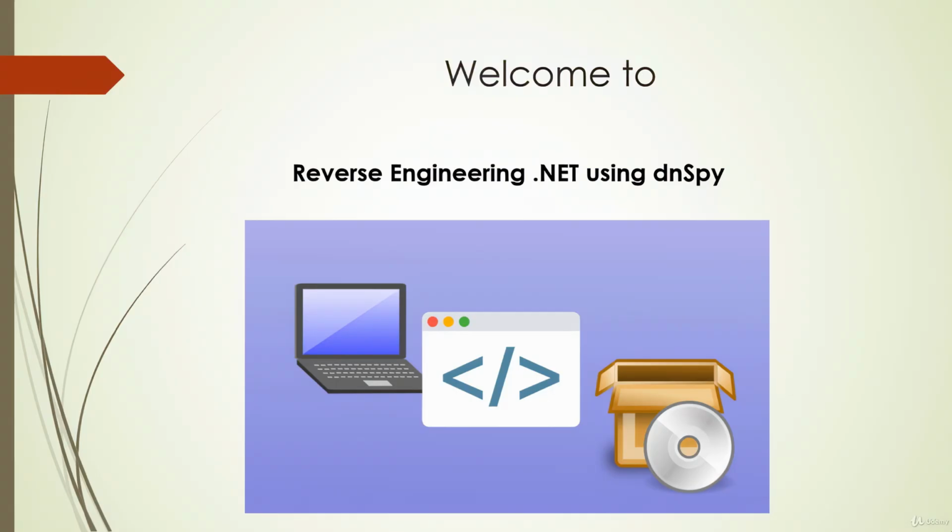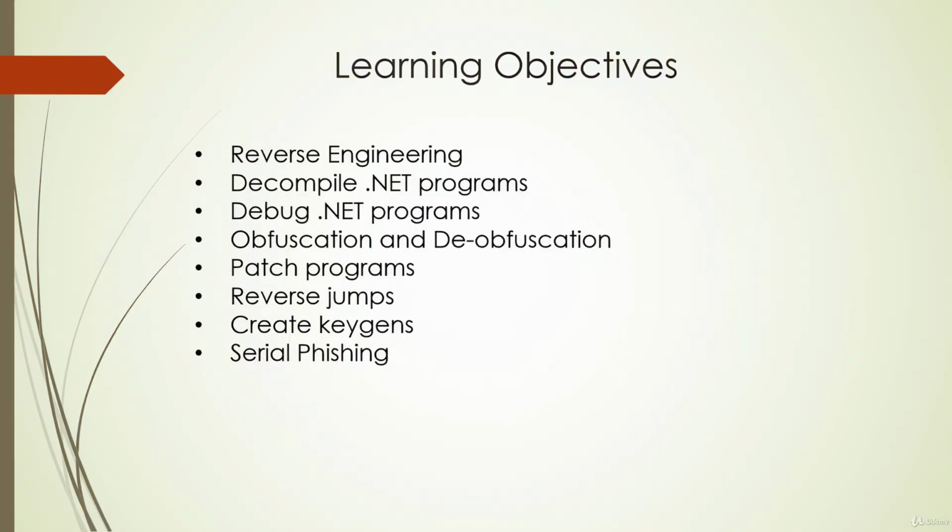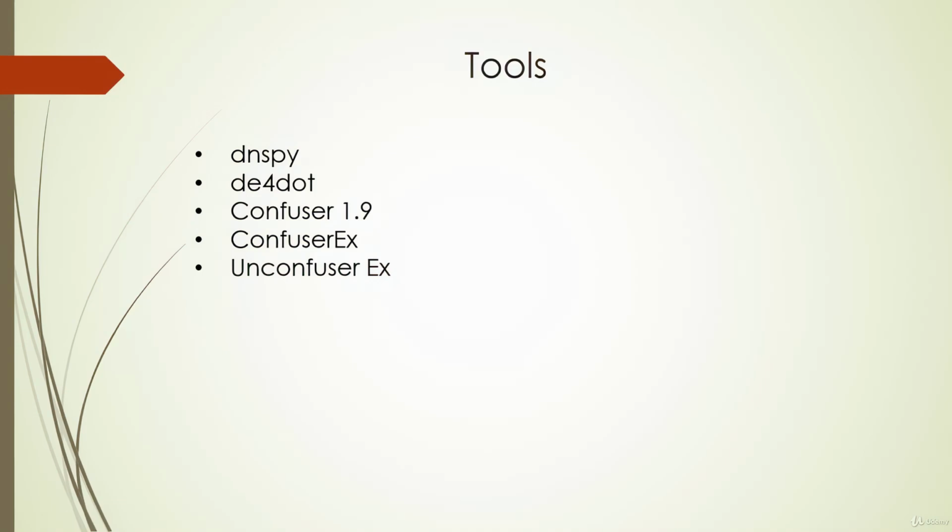reverseengineering.net using DnSpy. In this course, you will learn reverse engineering, how to decompile .NET programs, debug .NET programs, obfuscation and deobfuscation, how to patch programs, reverse jumps, create keygens, serial phishing, and more. The tools we'll be learning are DnSpy, DE4dot, Confuser 1.9, Confuser EX, and Unconfuser EX.